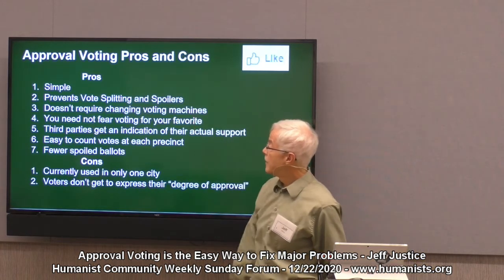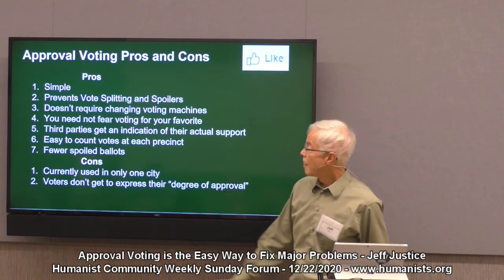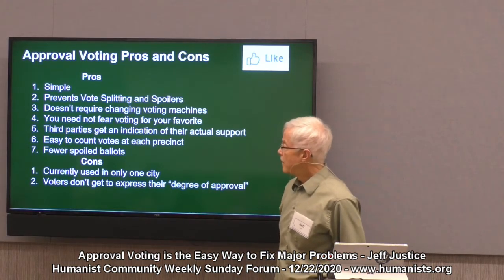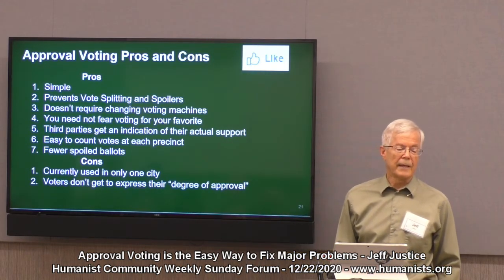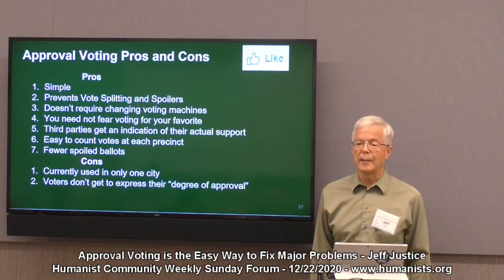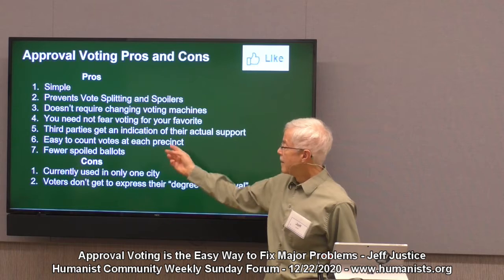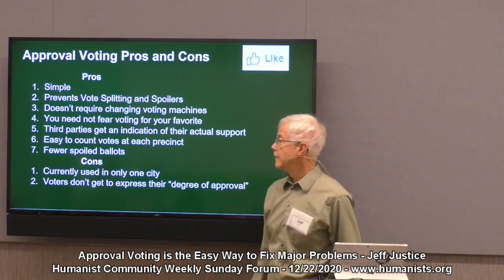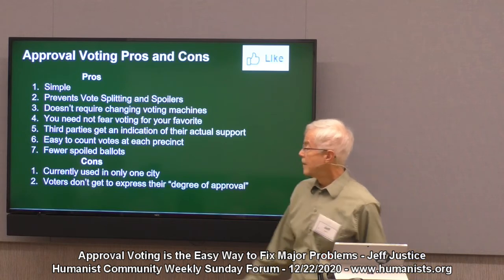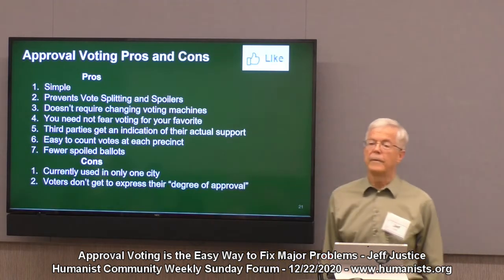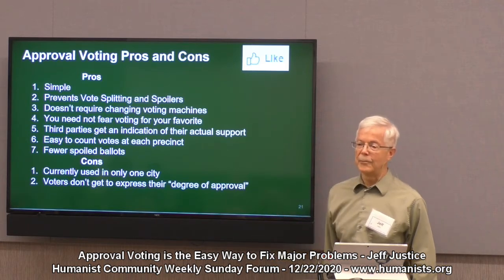It doesn't require changing your voting machines. You can always vote for your favorite. This is big. Third parties get an indication. Other countries have many parties. The U.S. still dominates with 2 parties. Each precinct can count their votes, and then you can just add them together to find out who the winner is. And there's fewer spoiled votes. If you check 2, you haven't spoiled your ballot. You've just approved of 2 people.